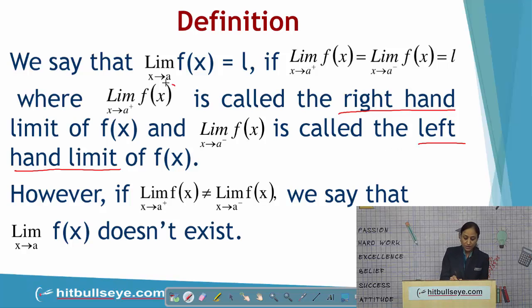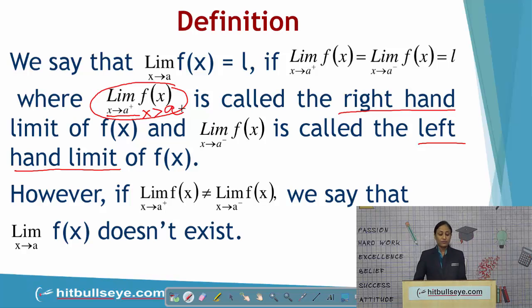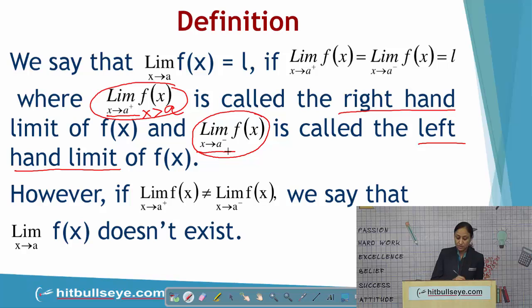This kind of limit is called a right hand limit, where x approaching a plus basically means that x is coming very close to a through values greater than a. That is, x is approaching a from the right side of a on the number line. Similarly, this kind of limit is called the left hand limit, where by x approaching a minus, we mean that x is coming very close to a through values less than a. That is, x is approaching a from the left side of a on the number line.